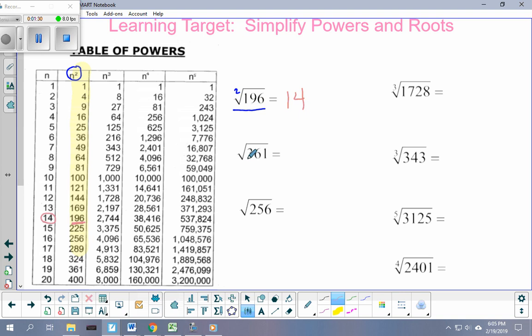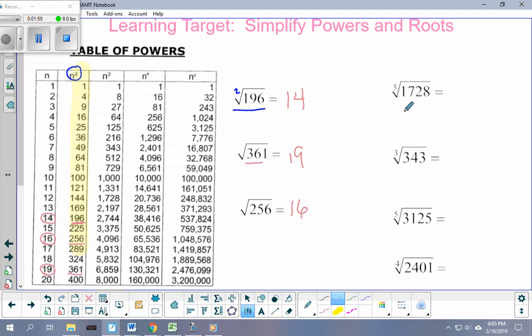In the next problem, again, it's the square root of 361. So we'll go down to 361 in this column, and what number squared is 361? It was 19. And again, square root of 256. Look at the list of n squared. 256, what number squared is 256? It would be 16 squared. So 16 is the square root of 256.